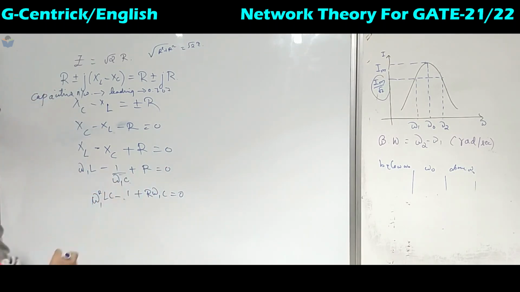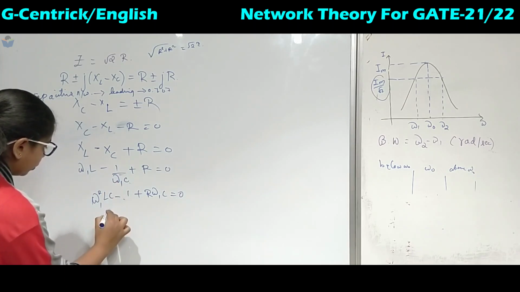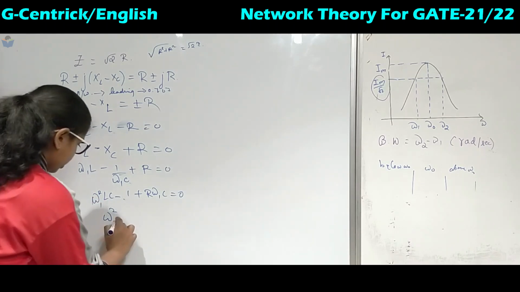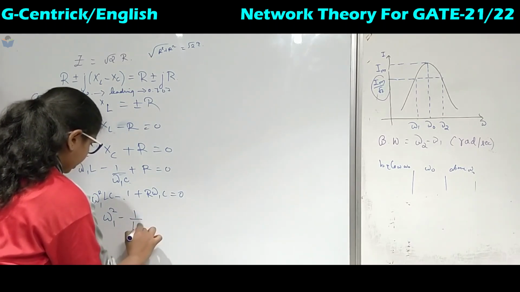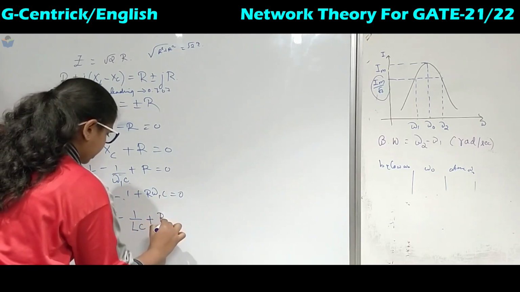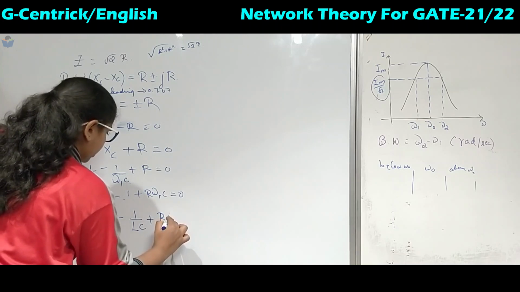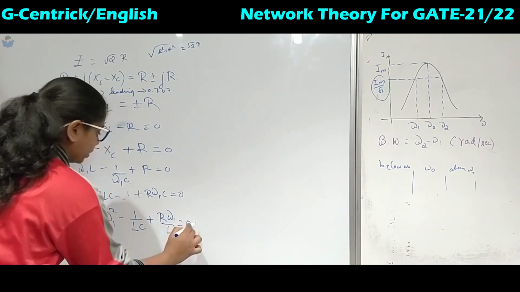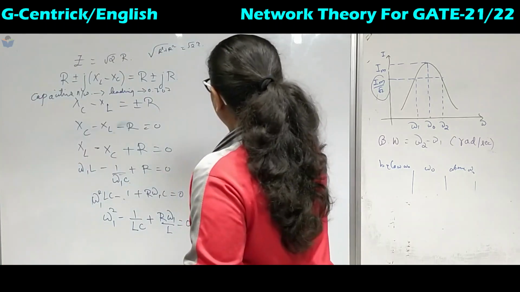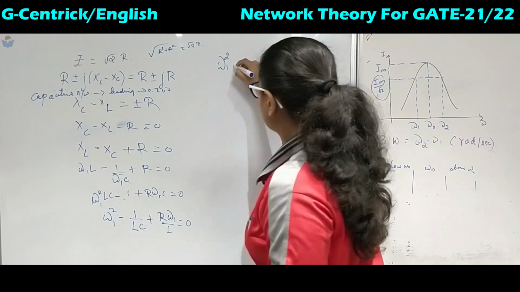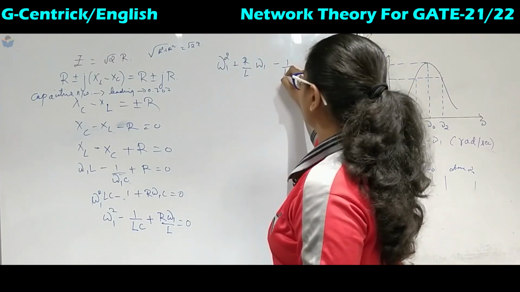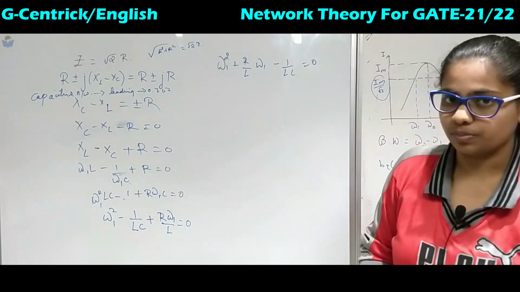So if omega 1 C goes over there, it will be 0. Here I will keep omega 1 square as it is, and I will take LC common. So minus 1 upon LC. Next it will be plus R, which will be as it is, and LC means it will be omega 1 upon L equal to 0. So if I rearrange these terms, I will get omega 1 square plus R by L into omega 1 minus 1 upon LC equal to 0, right?